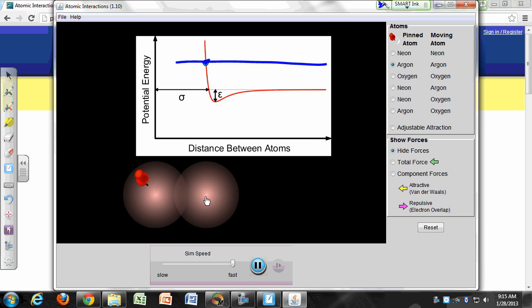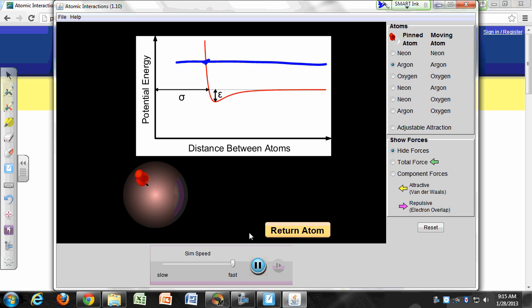The repulsion is really strong. What happens? They're just going to separate, never to see each other again. Okay? So that would be the average relative kinetic energy of the atoms at high temperature, right?